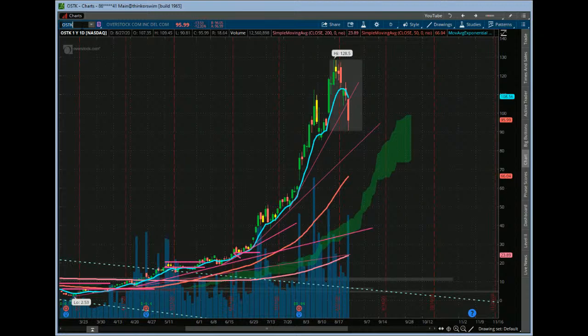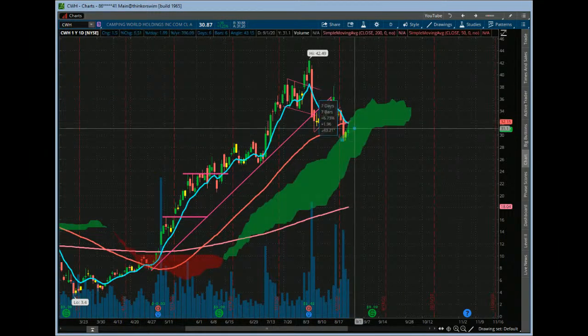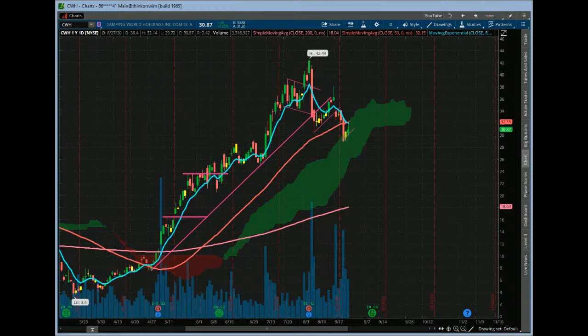Rick, yeah, you're good. CWH, so the Camping World. Right, so let's see how that goes right here. It's inside day up, but not really a lot of follow through on it. Might be working on a little bit of a bear flag right here to try to get to the bottom of the daily cloud. And cool, what's going on? Long time. Thanks for tuning in. I hope you're well. Yeah, let's take a look at PLNT.